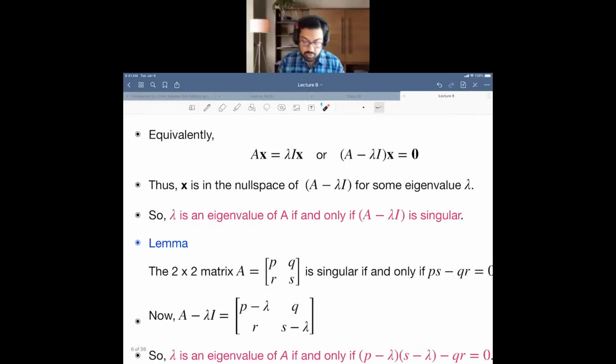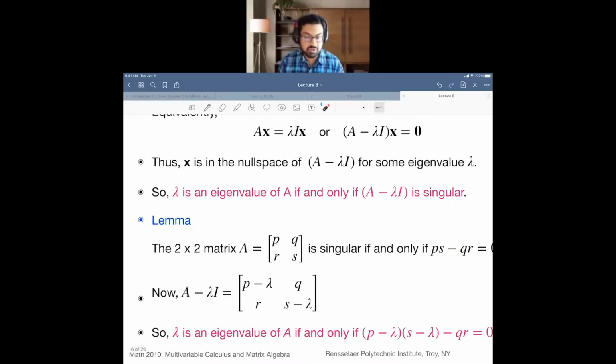We have looked at singular and non-singular matrices before, right? We want that determinant to be equal to zero. If that determinant is zero, then you say it's singular, and the corresponding lambda you get for that would qualify as an eigenvalue of that matrix A. So it boils down to finding the determinant of A minus lambda I.